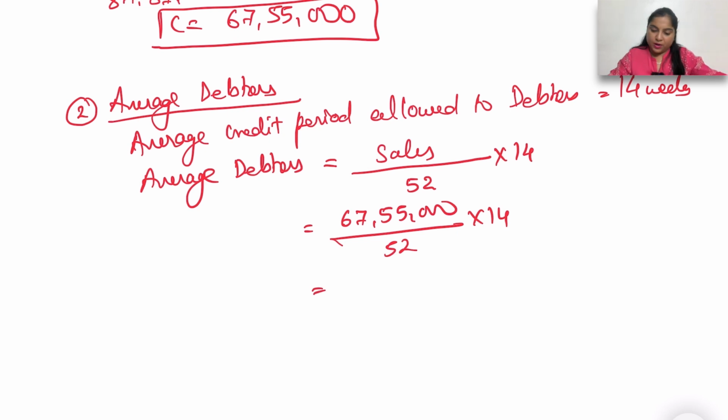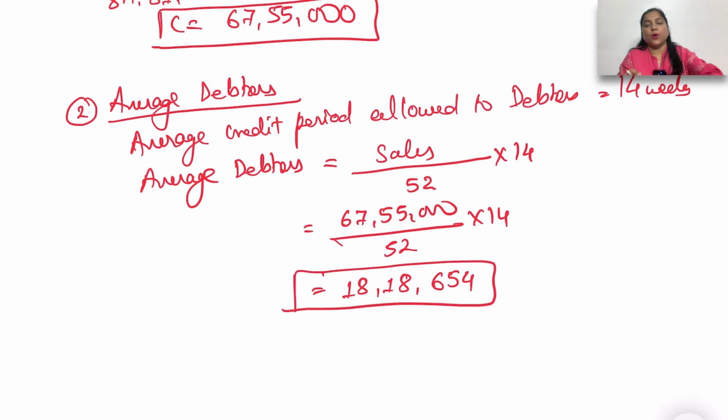So what will be our debtor? 67,55,000 divided by 52 into 14. Now it will be 18,18,654, which is your debtors. I hope you got it. There is no extra mathematical equation required here.